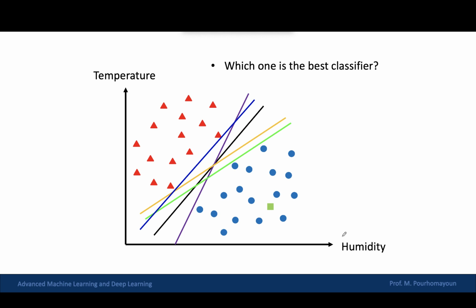In practice, the data is more complex, of course, but as you see, there are an infinite number of classifiers that can classify these samples. But which one is the best? This is the main question. Is it the purple one or the blue one? Or maybe you think that this black one is the best one, right? Because it looks like it's in the middle, and it makes sense, right?